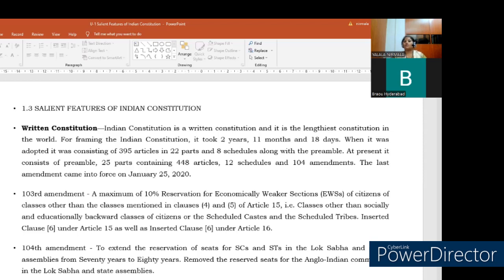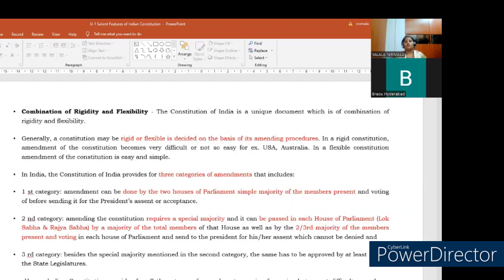The last amendment came into force on January 25th, 2020. The Indian Constitution is a combination of rigidity and flexibility. The Constitution of India is a unique document which is a combination of rigidity and flexibility. Generally, a constitution may be defined as flexible or rigid based on its amendment procedure.